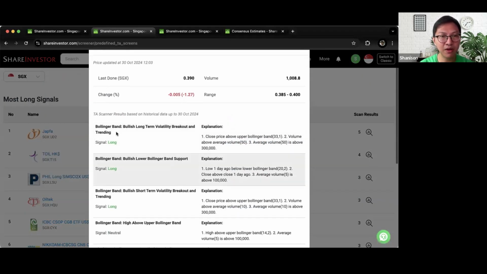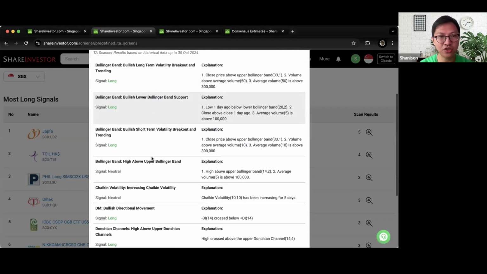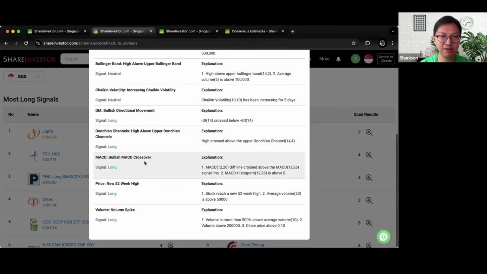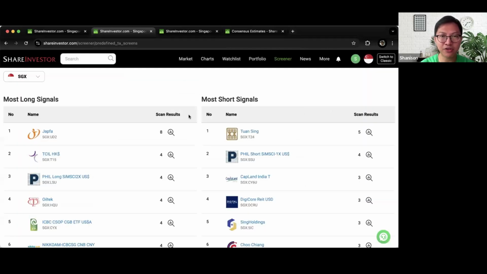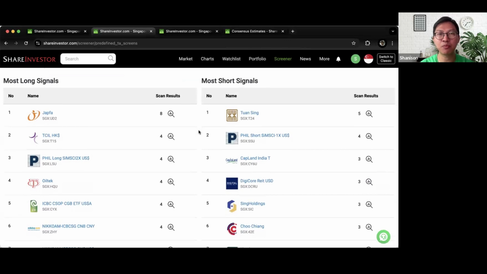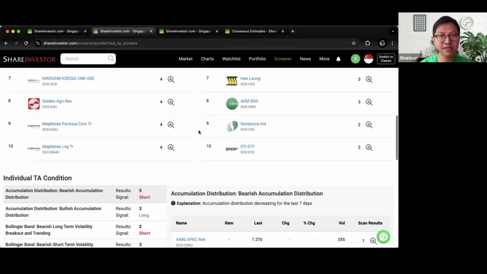So you can see Bollinger Bands shows to be bullish, and MACD crossovers. So this is also a bullish indicator based on TA analysis. Price has hit a 52 weeks high, so it looks like it's breaking out from this 52 weeks. These are signals to tell you that it looks bullish, but you must always do your own analysis to see whether this matches your investing criteria. The screener can help you screen based on potential results, but ultimately the decision lies with you to do more analysis and make your own judgments.